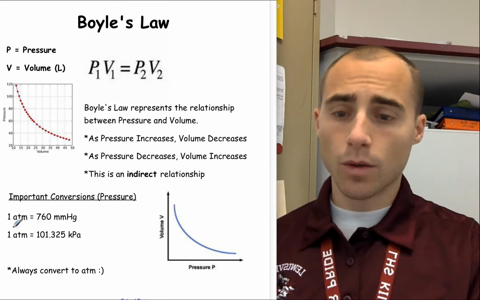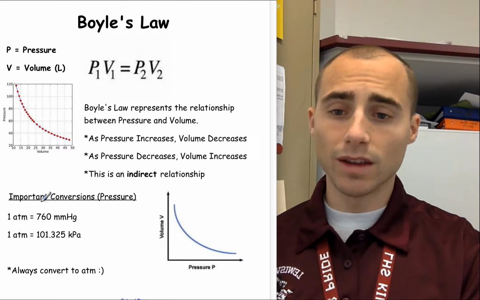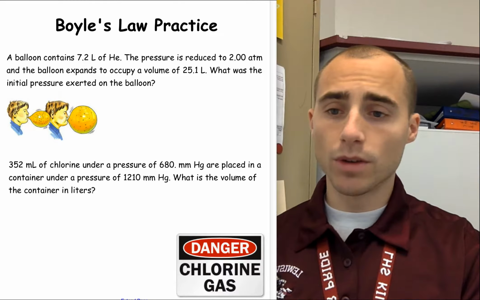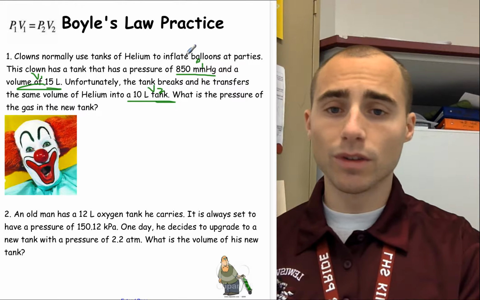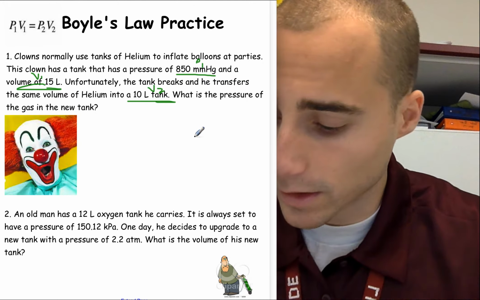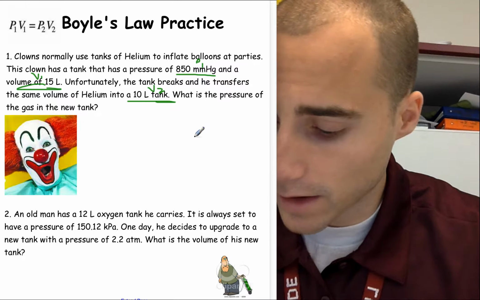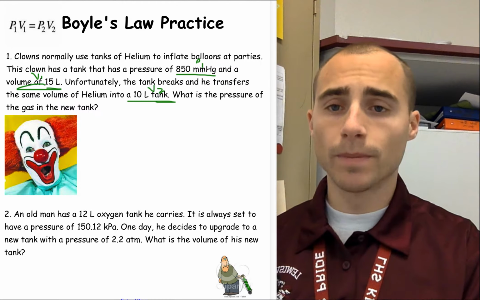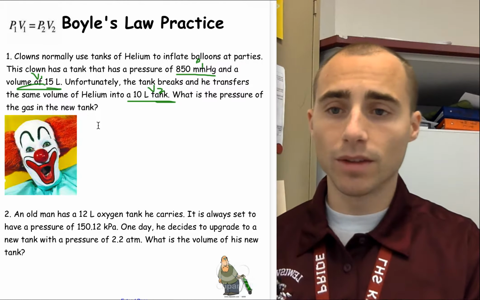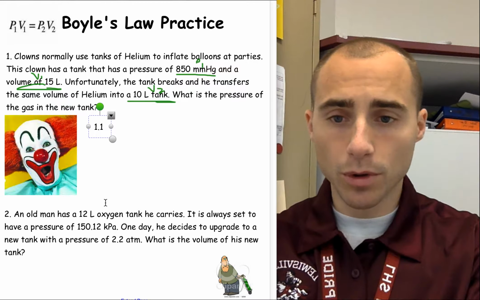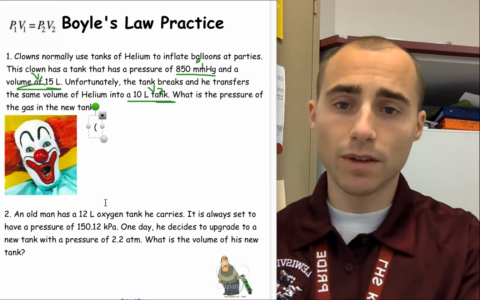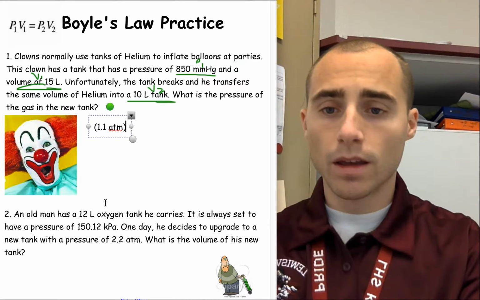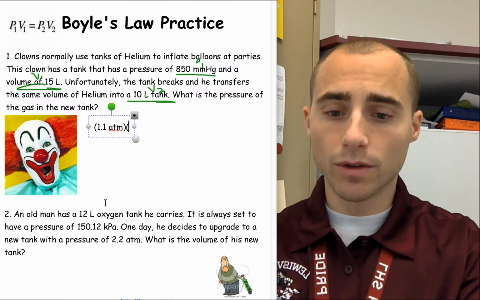If we remember, 1 ATM equals 760 millimeters of mercury. So what you can do is just divide this by 760. So 850 divided by 760. That's going to be 1.1 ATM, which is going to be our pressure one. So 1.1 ATM, I just did that by dividing 850 by 760. And multiply that by our volume one, which is 15 liters.